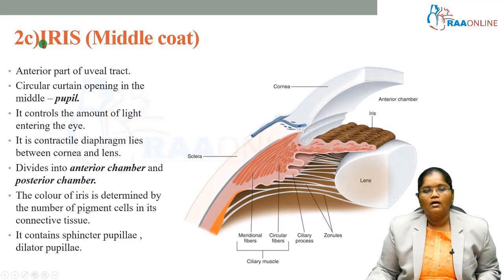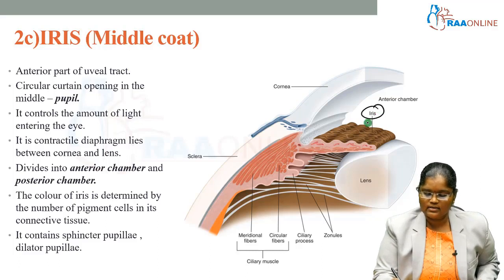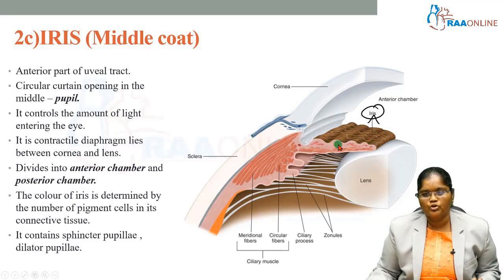Next is the iris, the anterior-most part, which here you can see as the brown colored structure. It is the anterior-most part of the middle coat called the uveal tract. So this is the iris. The circular curtain is a half portion of the iris seen; there is another half present on the other side. The circular opening in the middle of the iris is called the pupil. It acts like a diaphragm.